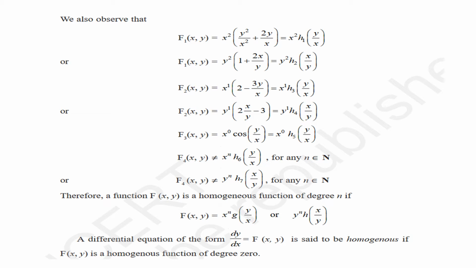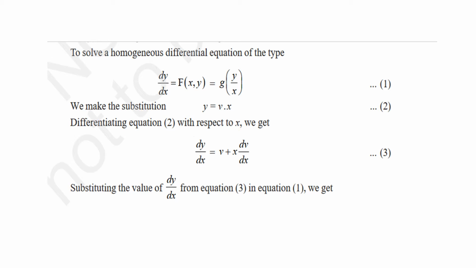So these are various examples with the help of which you can check that a differential equation of the form dy by dx is equal to f of xy is said to be homogeneous if f of xy is a homogeneous function of degree 0. And to solve a homogeneous differential equation of type dy by dx is equal to f of xy, which we can express in the form of g of y upon x, we make the substitution y is equal to v into x.